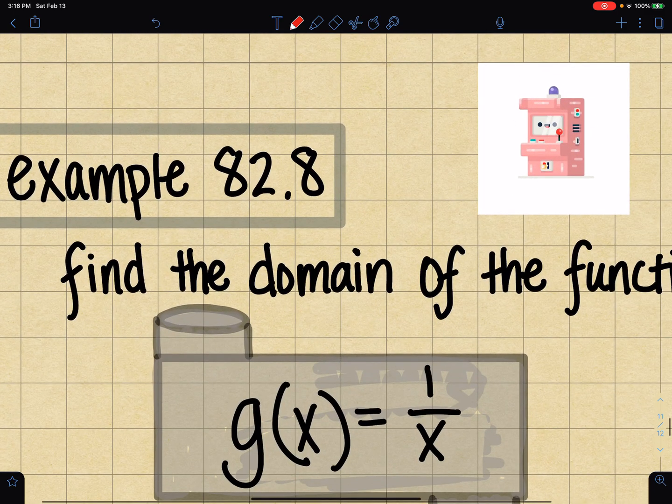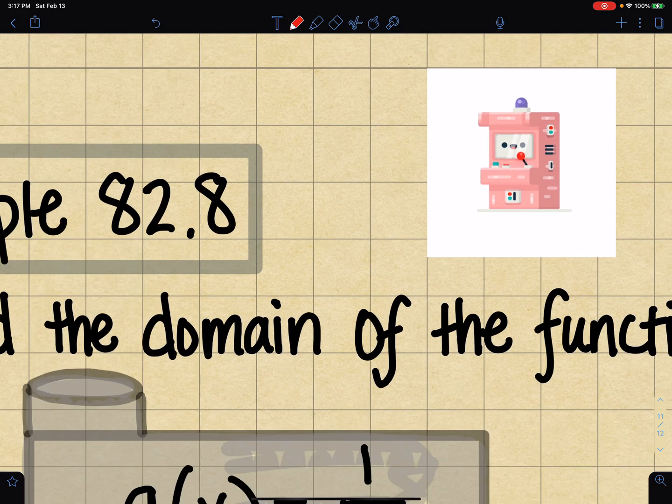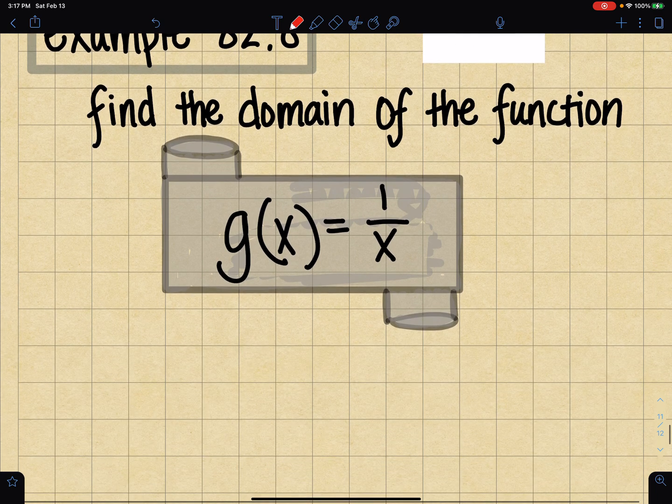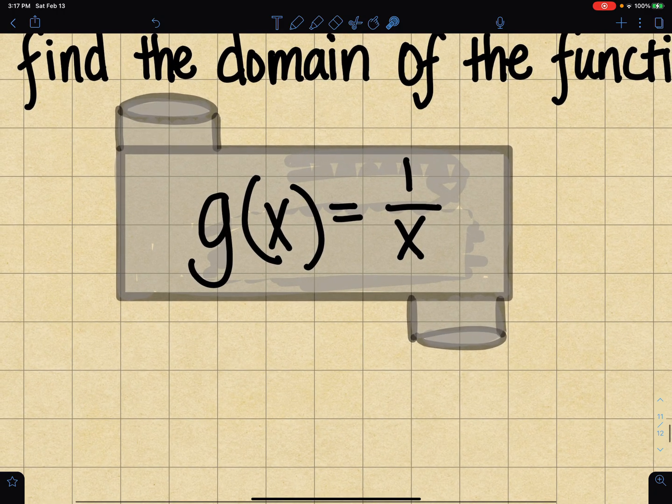Next example, 82.8. See, we're just using machines here, right and left. This is great. You put something in, you get something out. 82.8. Find the domain of this function. So again, the domain means what can you put into this machine? Alrighty, so what can we put in? Well, let's look at the machine. And it's a 1 over, and remember, you can't divide by 0. So it looks to me like as long as you don't divide by 0, it could be anything.